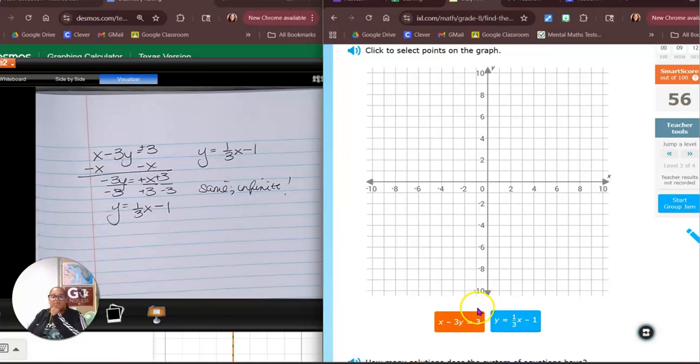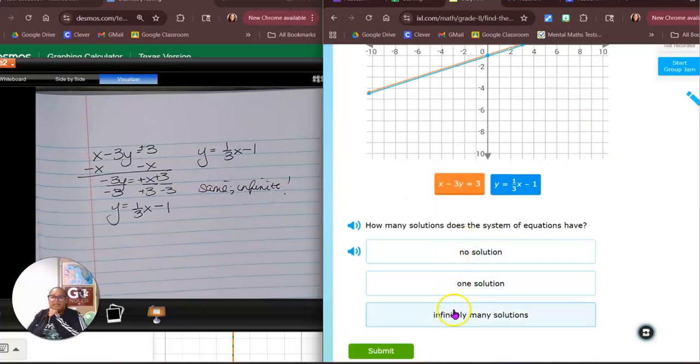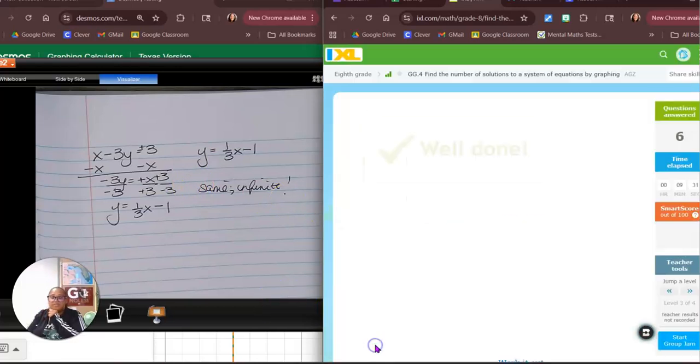So let's come graph them. Start with my y-intercept, which is 0, -1. And then rise 1, and then run 1, 2, 3. There we go. Take the blue line, same, 2 points, because they're the same line. And then we'll say they have infinite solutions.